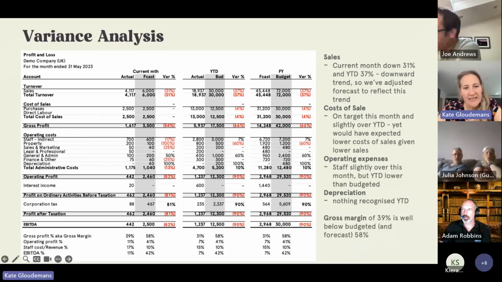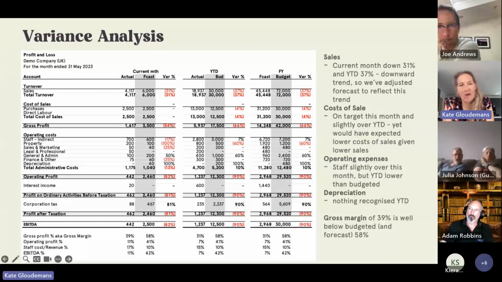Depreciation, for example, I can see there's nothing being recognised here, but we've had it in the budget. So that means that you haven't recognised your depreciation during the year.